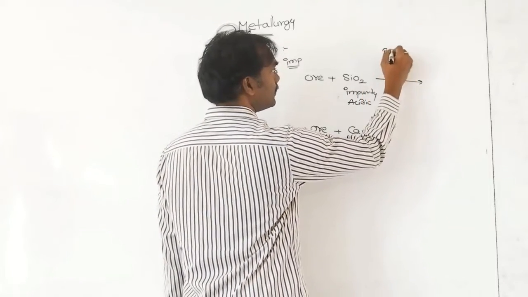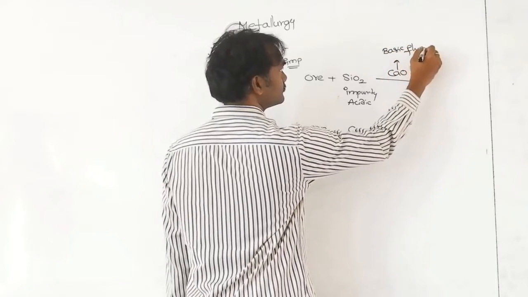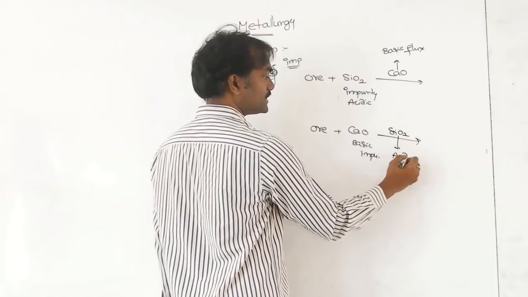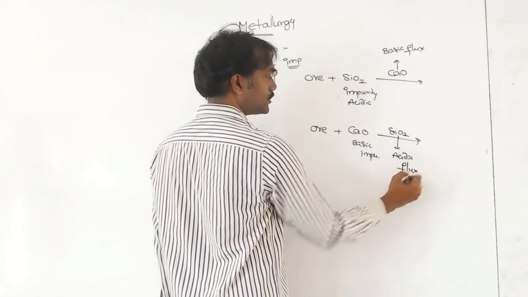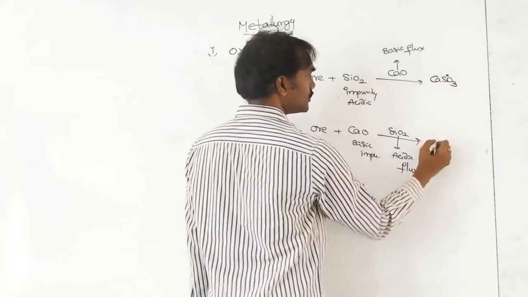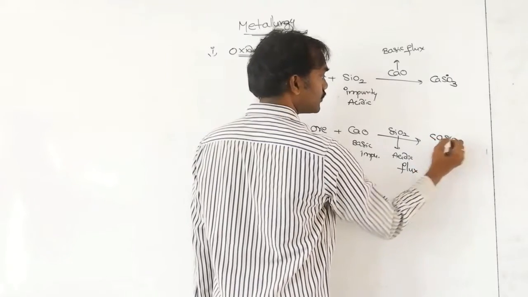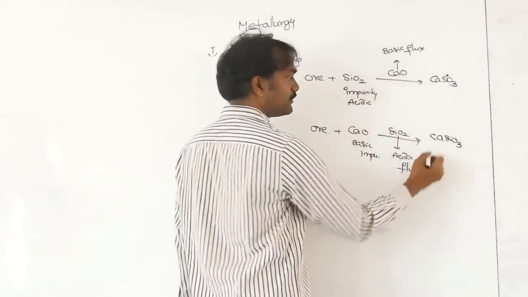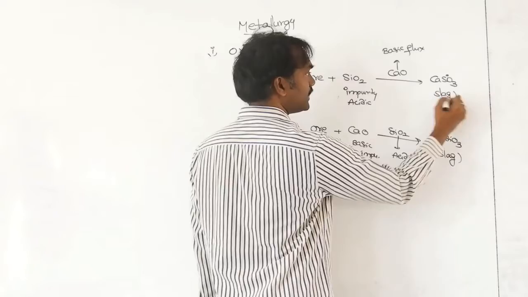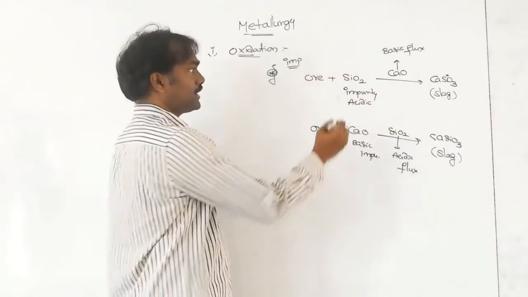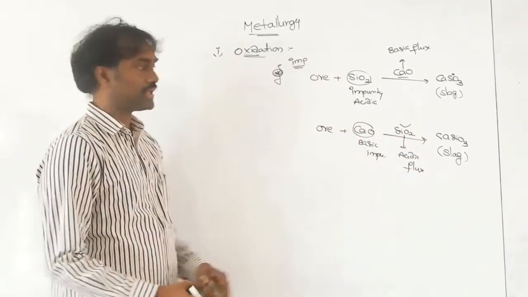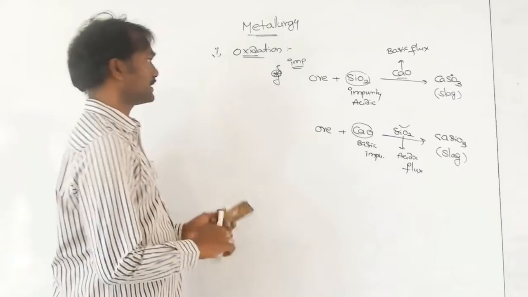So this is called a basic flux. See, the basic impurity is there, and we are adding SiO2. This is an acidic flux. Then what happens? We get CaSiO3. That waste we call slag, which is eliminated outside. So based on the impurity, which compound we add is also very important.